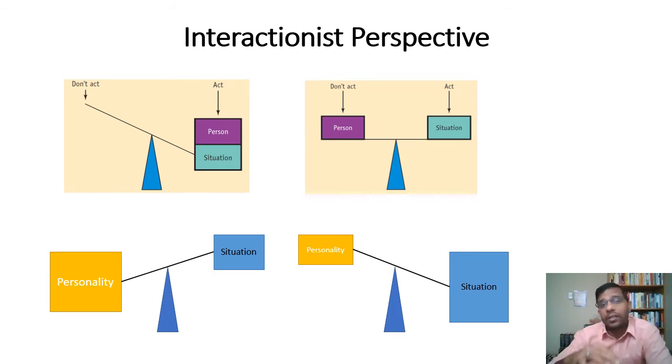If we talk about the interactionist perspective in the context of leadership, the leader's personality influences leadership behavior and ultimately leadership effectiveness. But remember that it's not just the personality traits that influence leadership effectiveness. There are other factors as well: situational factors, cultural factors, economic factors, even the nature of the followers. All those factors influence leadership effectiveness. But it is a fact that the personality of the leader is one of the strong influencers of leadership effectiveness.